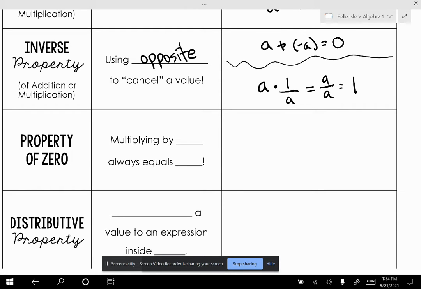Property of 0. Pretty straightforward. Multiplying by 0 equals 0. So a times 0 equals 0. 17 times 0 equals 0. Negative 1 over a times 0 equals 0.